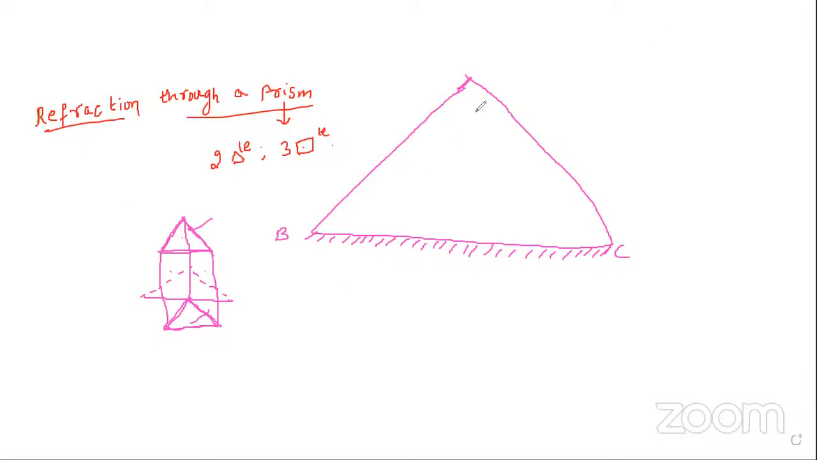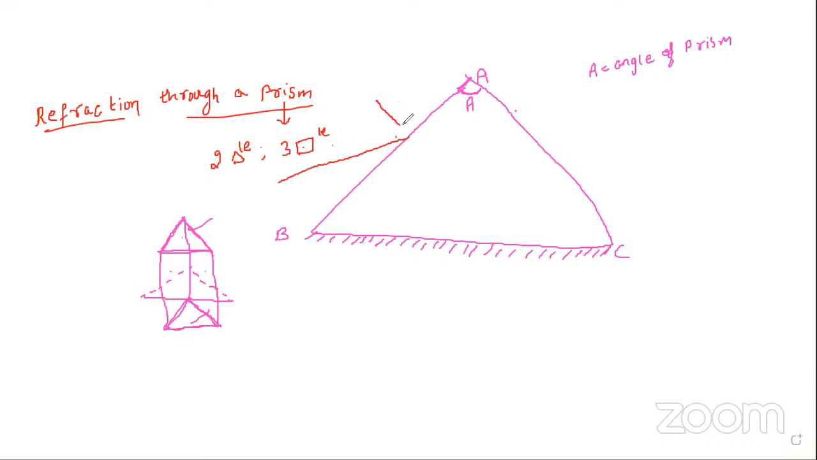The refraction can take place from AB and AC. These two surfaces are called the refracting surfaces. Whatever the angle is made between the two refracting surfaces, this angle we call it as the angle of the prism. What is A? Angle of the prism, sir.